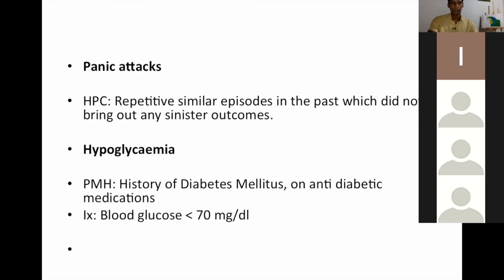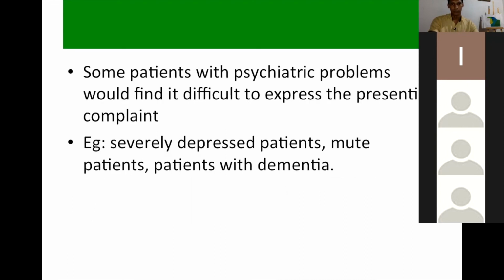Panic attacks, these are the things that you can see. For hypoglycemia, history of diabetes, medications. See, you can do finger pricking and then check random blood glucose. So that's the outline of today's class. If you have any questions, you can ask now. I don't have anything other than this for today.